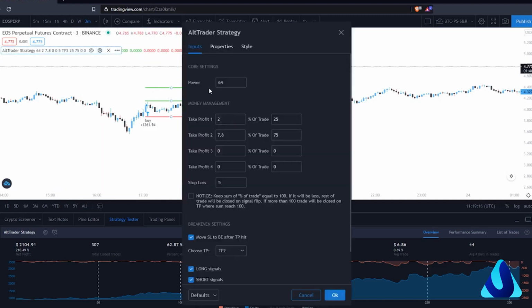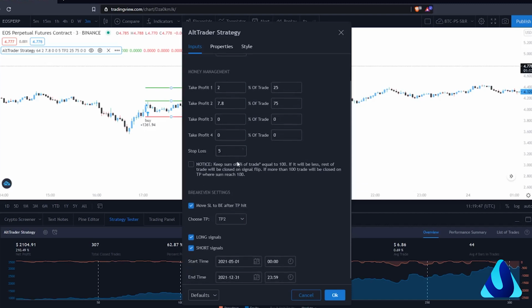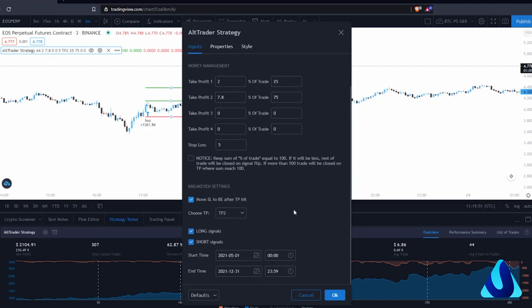If we look here, we've got the power at 64. If you already have the AltTrader indicator, you'll be aware there's three options, 100, 50 and 10. This is based on manual settings, so this is you jumping in and testing out the signals and trying out different scenarios. We set the take profit to 2%, and we take 25% of the trade, and the second take profit at 7.8%, and that's 75% of the trade. We left everything else empty, and we set a stop loss at 5%, and then we put the move stop loss to break even after take profit 2 has been hit.